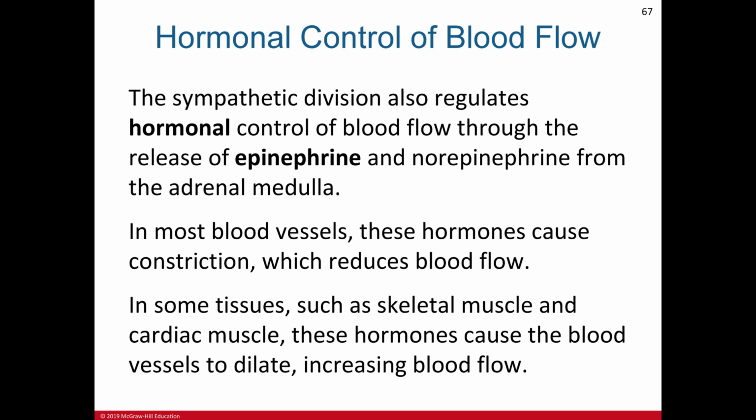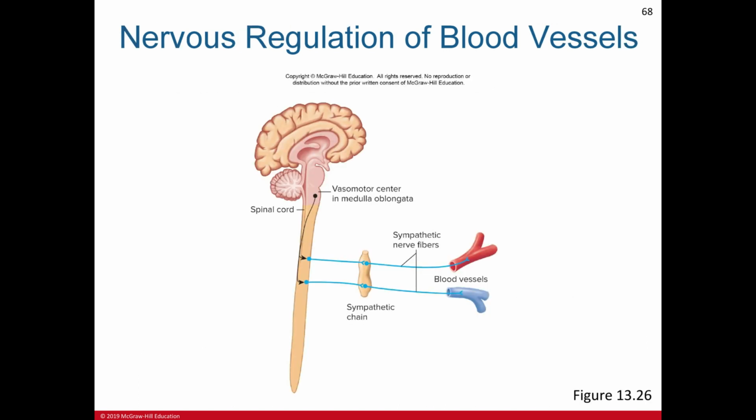As for the hormonal control of the blood flow, again the sympathetic division regulates it through the release of the hormones epinephrine and norepinephrine, or adrenaline and noradrenaline, from the adrenal medulla. In most blood vessels, these hormones cause constriction, which reduces the blood flow. In some tissues, such as skeletal muscle and cardiac muscle, these hormones cause the blood vessels to dilate, increasing the blood flow.